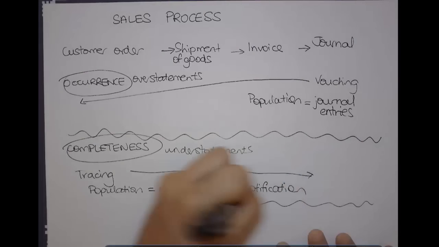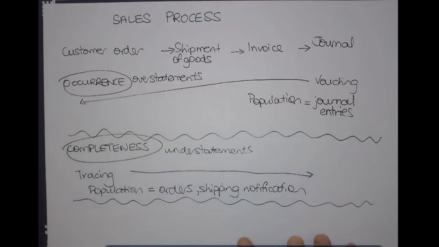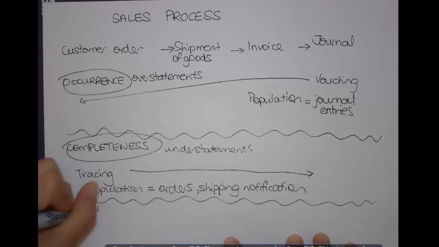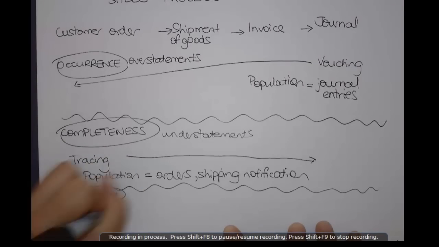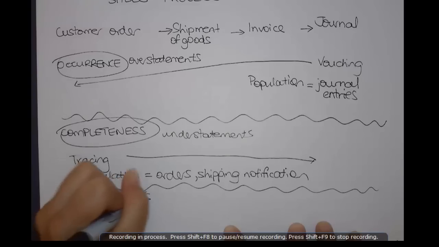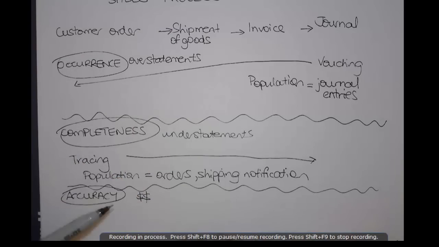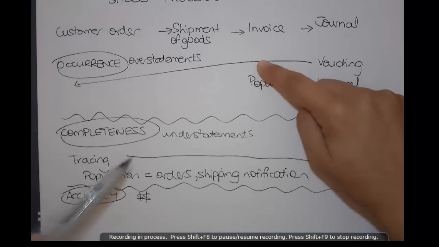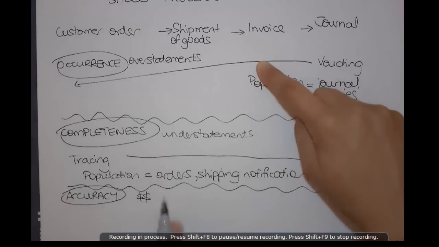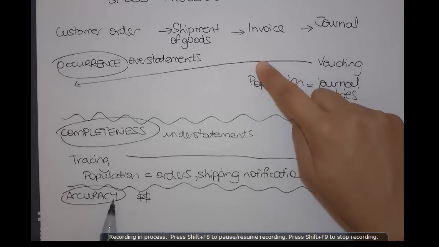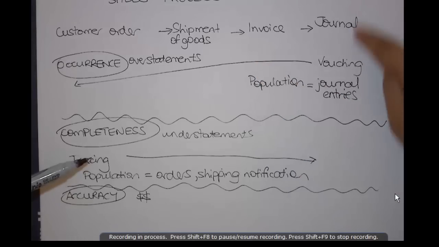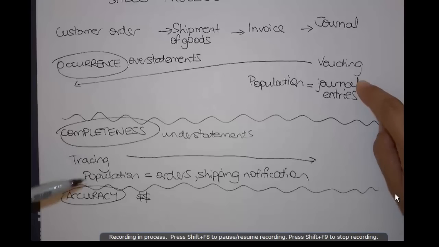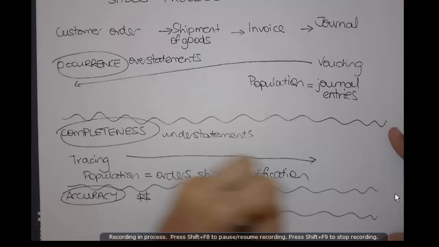Now what happens if I'm testing accuracy as an assertion, which is about, is everything recorded at the correct dollar amount? Well, what we might actually do when we're doing our vouching or our tracing is, when I go back and check my invoice, or move forward in time and check my invoice, I will do my accuracy test at the same time. So accuracy's population could be related to the orders or the journal entries, depending on what other procedure you combine it with.